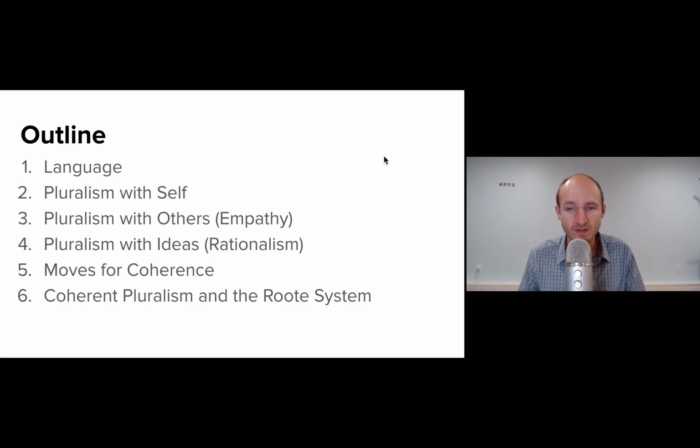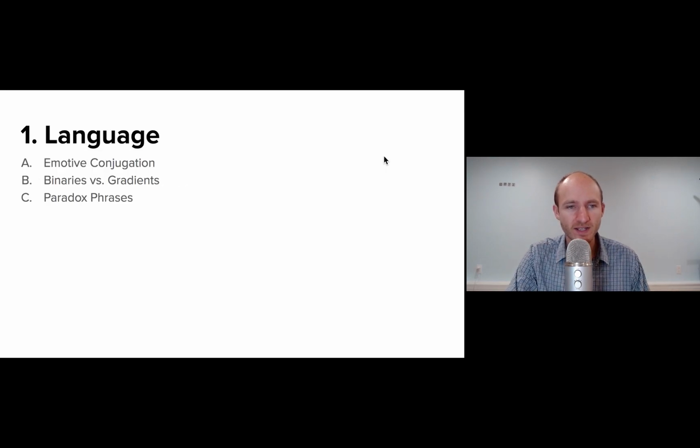So, in order to do that, we're going to chat about language. We're going to chat about being pluralistic and curious with yourself, then with others and empathizing, then with ideas and being a rationalist, and then also some moves that you can make to create coherence after you are pluralistic and being super pluralistic. And then finally, we'll chat about how coherent pluralism connects to the Roote system more generally. So today's a lot about language and this mindset of how to be curious with respect to the world. Okay, let's start with language.